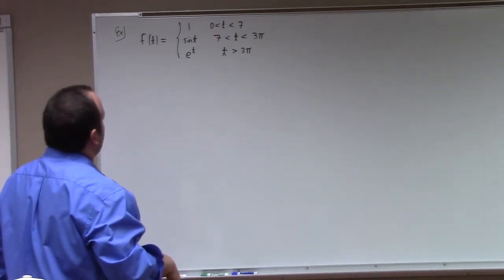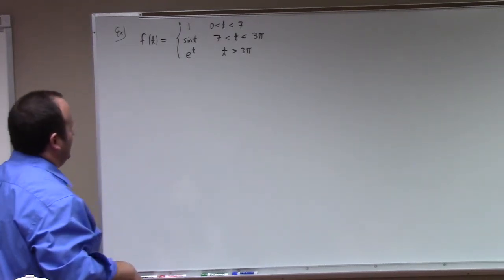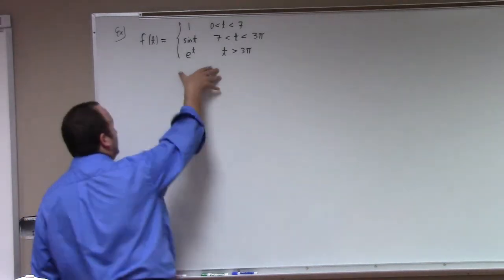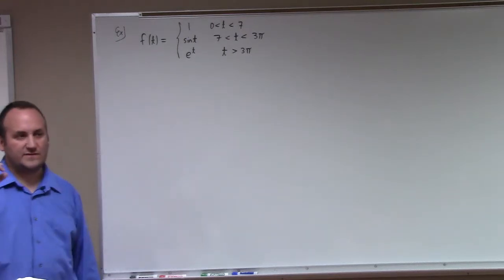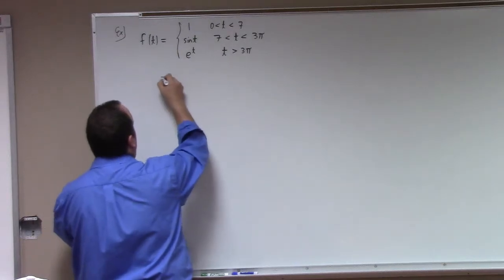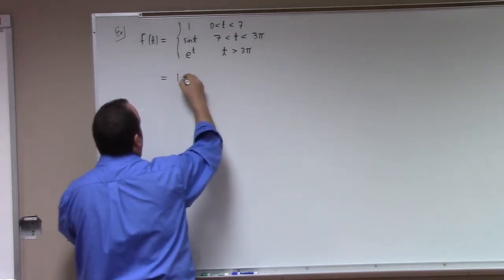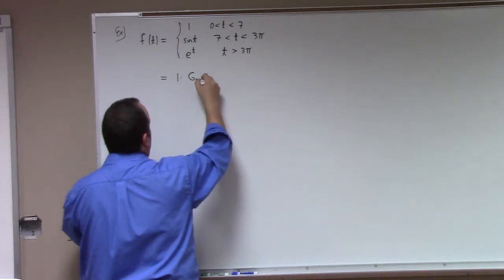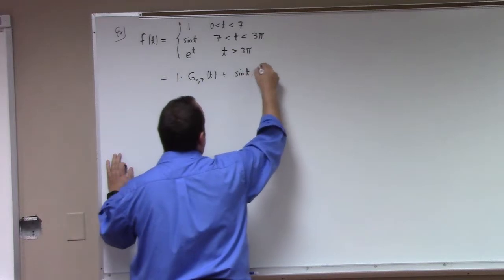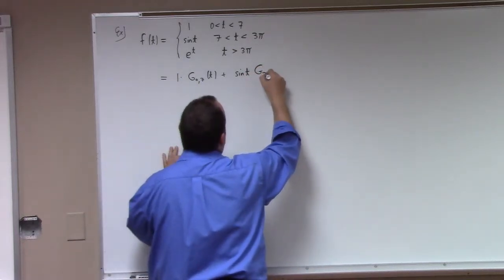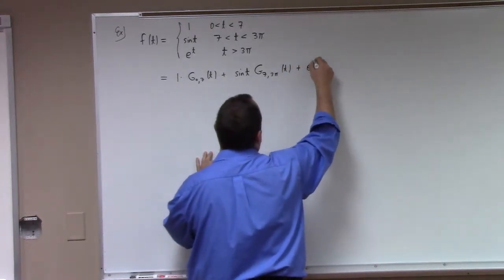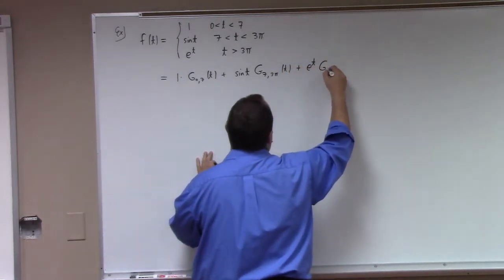All right. So now that I have digressed considerably, question: can you rewrite this function with an explicit formula in terms of gate functions? The answer is yes. Here's how you do it. So we say, well, this is 1 times the gate function from 0 to 7 of t, plus sine of t times the gate function from 7 to 3 pi of t, and then plus e to the t times the gate function from 3 pi to infinity.